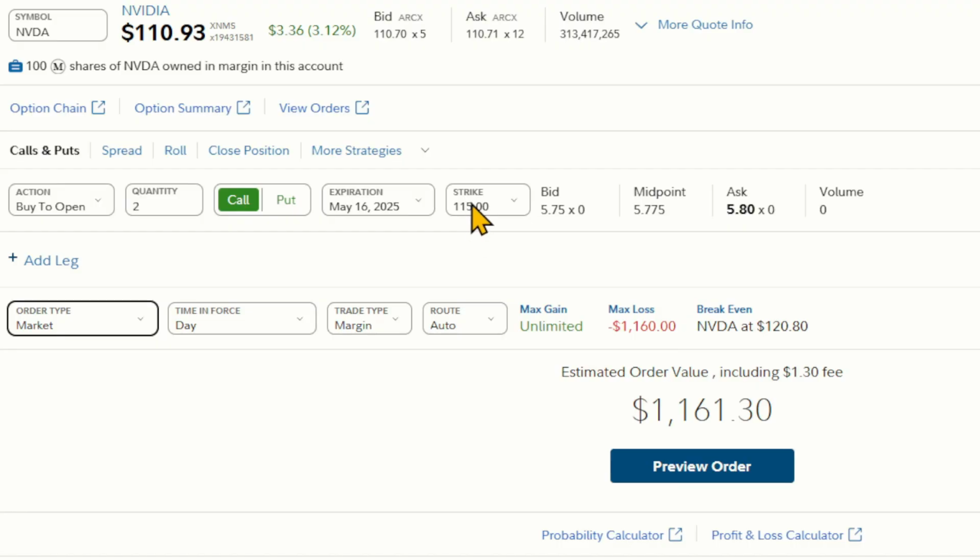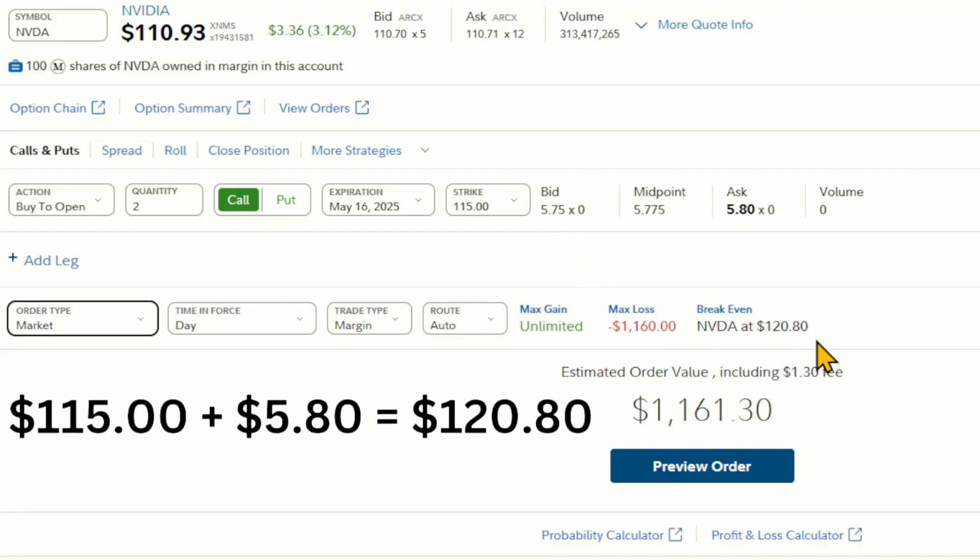So if it goes to 120 at expiration and you close this out at expiration, or you take assignment and you immediately sell those shares, you would realize a gain of 1,000. But you spent $1,161 on it, so you actually lost $161. So that's why we get to our break-even number here. If we take 115 and we add what we're spending per contract to it, we get to 120.80, right? That's our break-even. 5.80 plus 115, not $580.